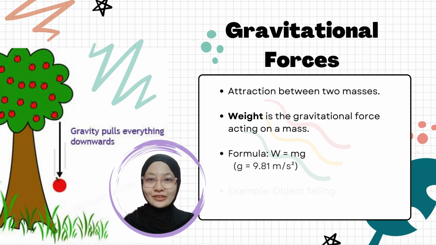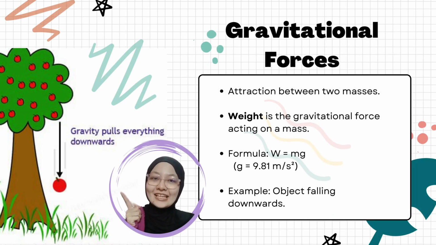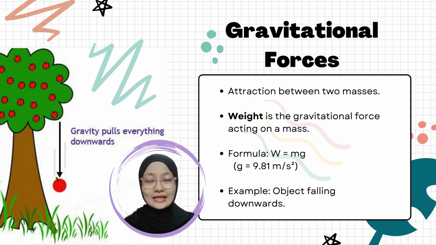Let's begin with gravitational force. This is the attraction between any 2 masses. We experience it every day as weight, which is the gravitational pull of the Earth acting on our body. The formula is W equals mg, where m is mass and g is gravitational acceleration, approximately 9.81 meters per second squared. For example, when you drop an object, gravity pulls it downward. That's gravitational force in action.